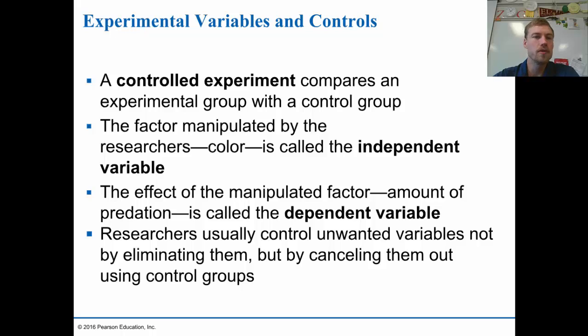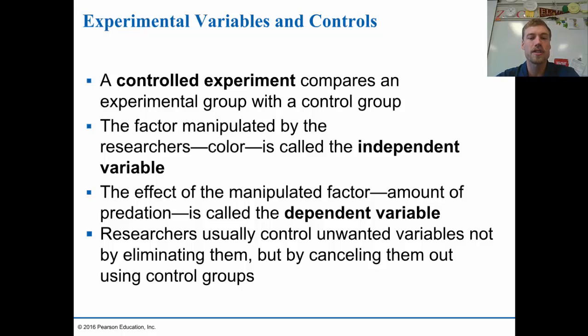Now, when we do our experiment, when we try to test our hypothesis, we want to make sure that we are running a nice controlled experiment, right? And a controlled experiment is one where we compare an experimental group with a control group, and that's going to help us to be able to know whether or not our experiment is actually testing what we want it to. So the thing that we are manipulating, or you are manipulating as the researcher, right, is called the independent variable. Okay, and the effect of the manipulated variable, what you are measuring, that's called the dependent variable.